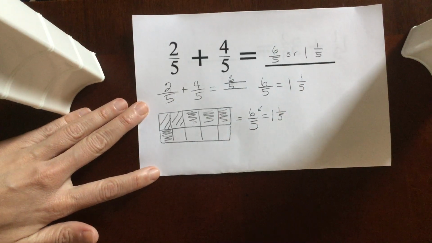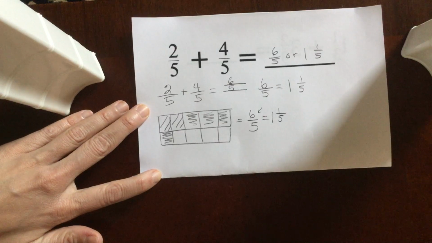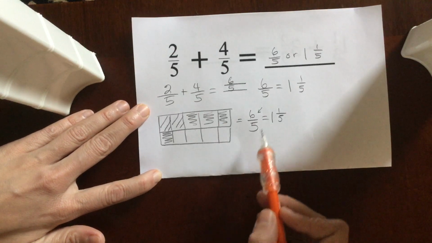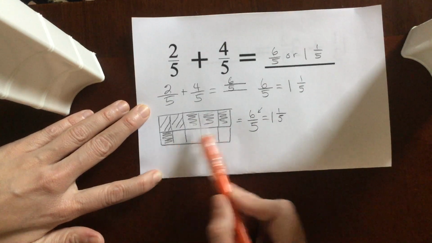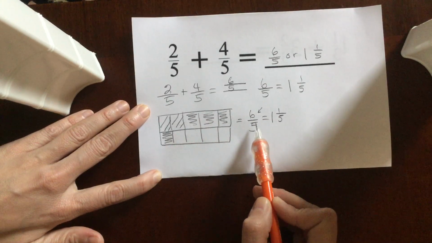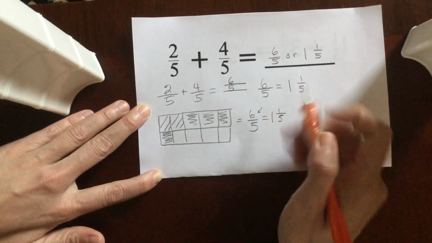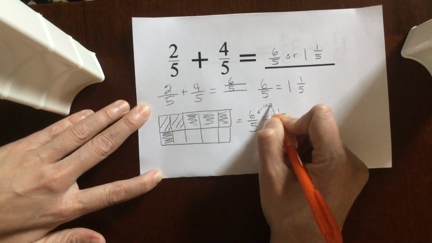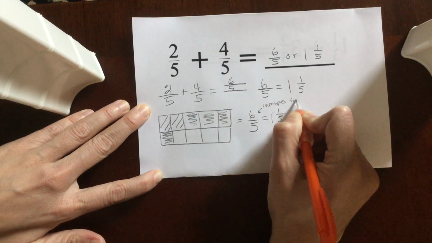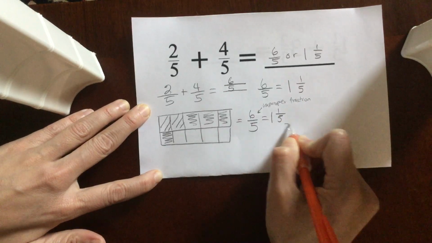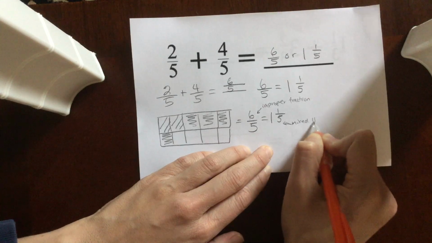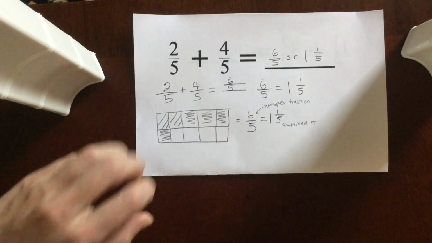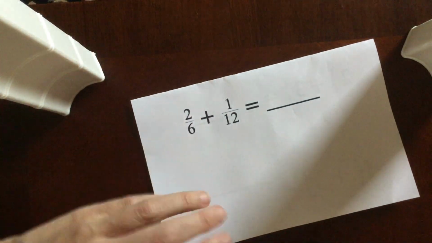So that's how that goes. We had the same denominator, so we were in pretty good shape. We just had to check out our more than one fraction, we made a drawing, and then we were able to put it as an improper fraction or a mixed number. So this is improper fraction, and this is the mixed number. Okay, great. Now let's move on.